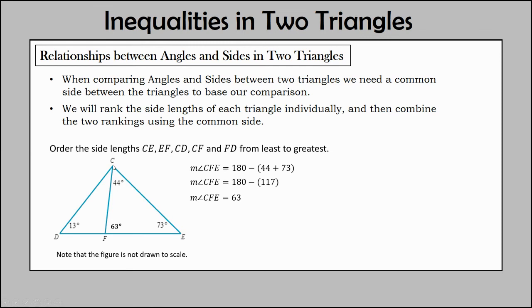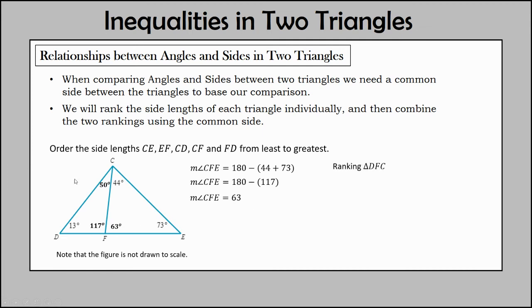All right, angle CFD is the supplement of 63. It's also an exterior angle, which is equal to these two added together, if you remember. So this angle will be 117. And then I know these three angles have to add up to 180. 13 and 117 is 130. So this angle is 50 degrees. So now that I know all their individual angles, I can rank the sides of each triangle.